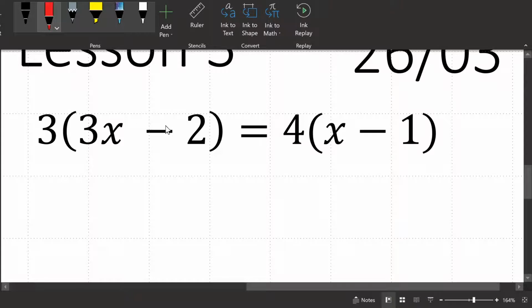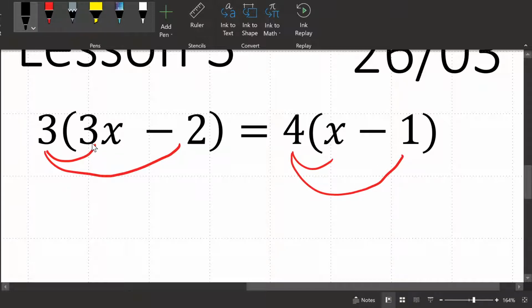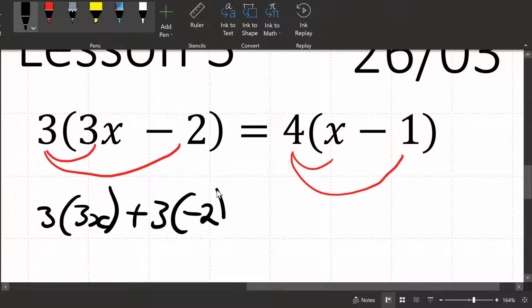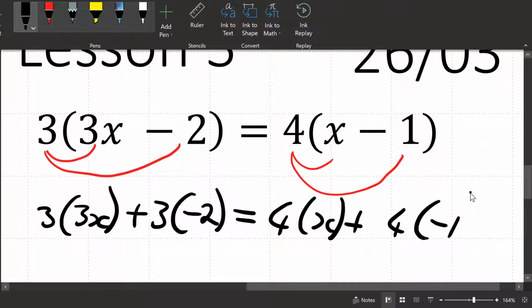So let's look at these equations here. We've got 3 here. I'm going to multiply the 3 by the 3x and the 3 by the negative 2. I'm going to multiply the 4 by the x and the 4 by the negative 1. So 3 multiplied by 3x plus 3 multiplied by minus 2 equals 4 multiplied by x plus 4 multiplied by negative 1.